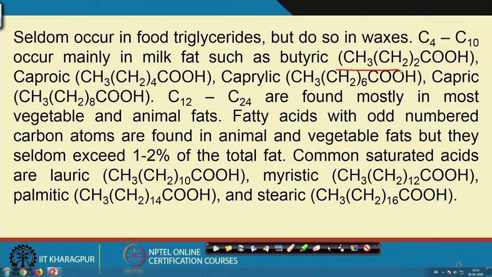Here, as you see, we are giving CH3CH2CH2COOH, that is 1, 2, 3, 4, including the carboxylic acid, it is 4, butyric acid, right.